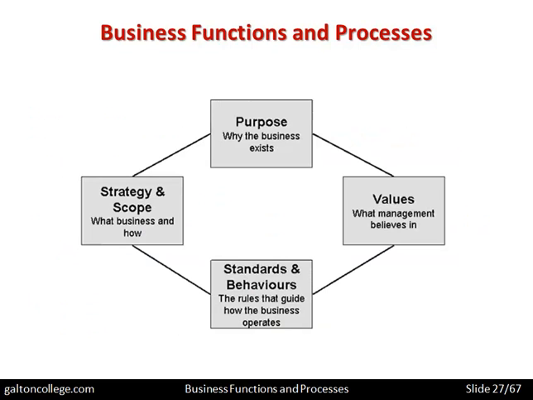So we have the purpose, why the business exists. Then we have the values, what management believe in, the standards and behavior, the rules that guide how the business operates. And the strategy and scope, what the business is now and what it wants to be, where it's going to go and how it's going to do it. So we have purpose, values, standards, and strategy.